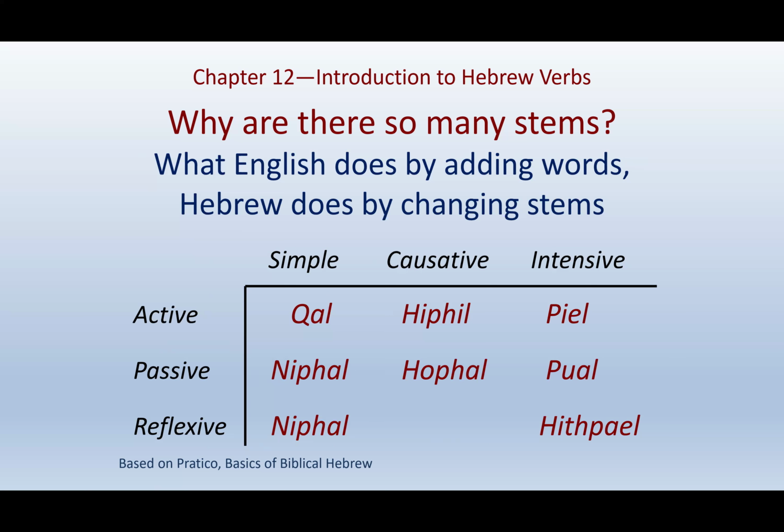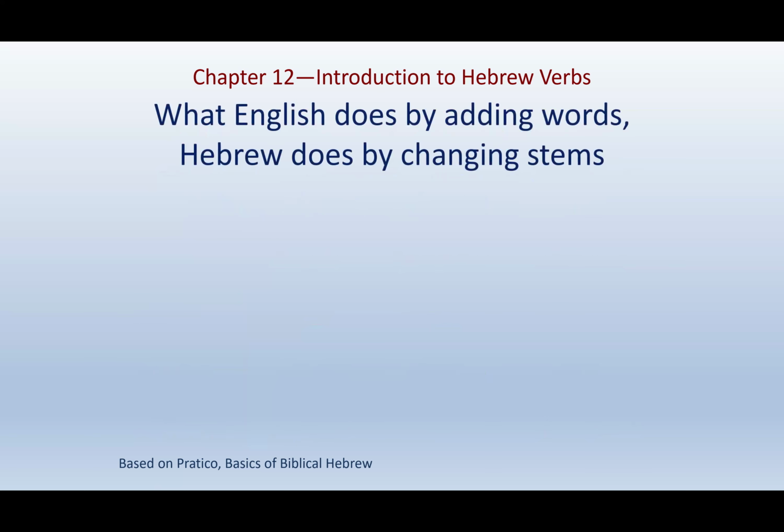And this chart is at the top of page 120. So if you're trying to hurry up and write it down, you don't have to. It's in the book. All right, so that's why we have all these stems, because they're communicating the kind of action and they're telling us who's doing the action, or whether the action is happening to the subject, or the subject is acting upon themselves. Okay. What English does by adding words, Hebrew does by changing stems. "He broke" is shavar.